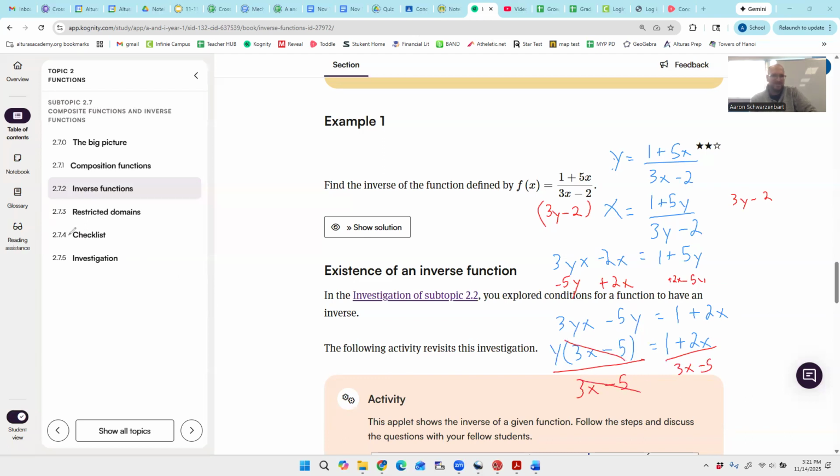Those cancel. And my final answer for the inverse is y equals 1 plus 2x over 3x minus 5. That's the process of finding an inverse.